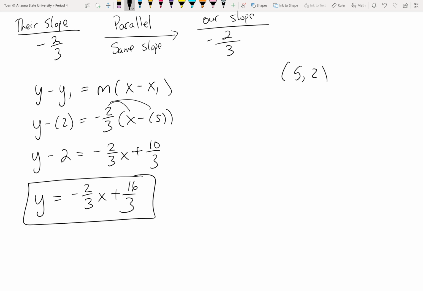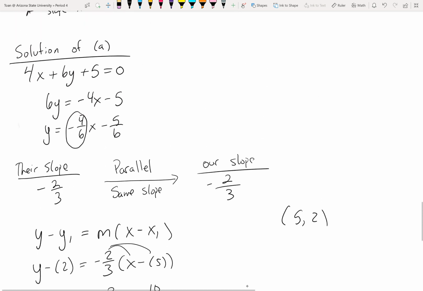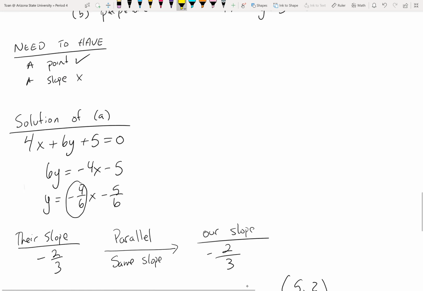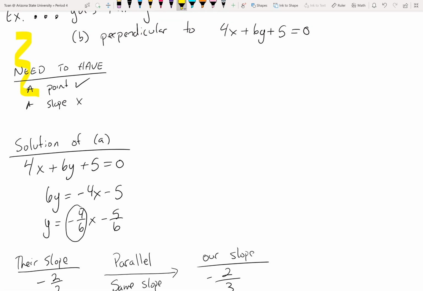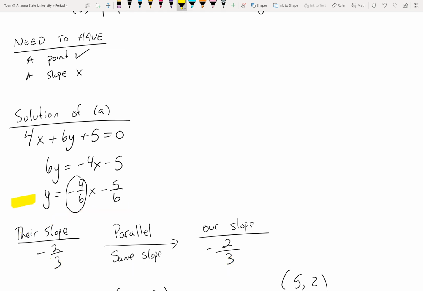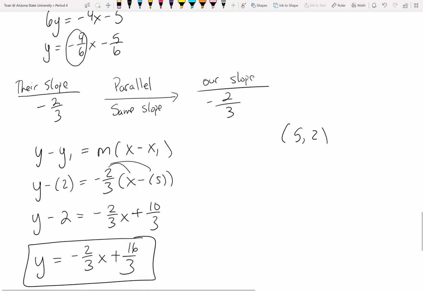This line is guaranteed to be parallel to the previous line and go through this point. Okay. Easy peasy. That was parallel. What if I change the instructions to perpendicular? All of this work that we did in solution A, if I change the problem to perpendicular, all of this stuff here stays the same. You literally do the same thing. The only thing that will be different is your logic. So for the solution to part B, I'm going to start right here. So, solution to B.